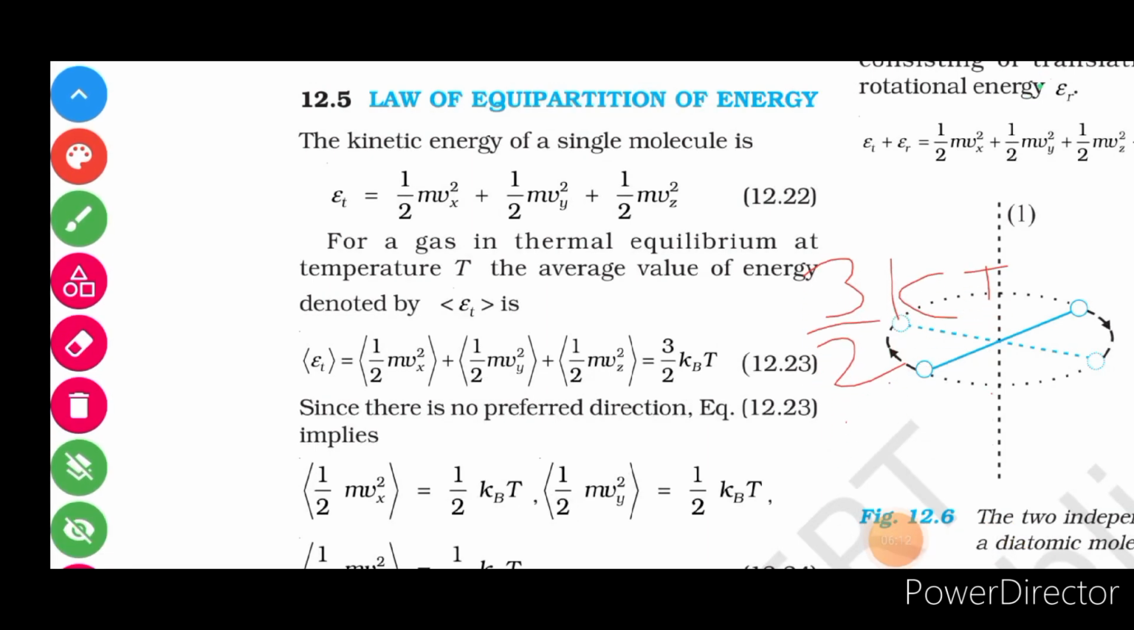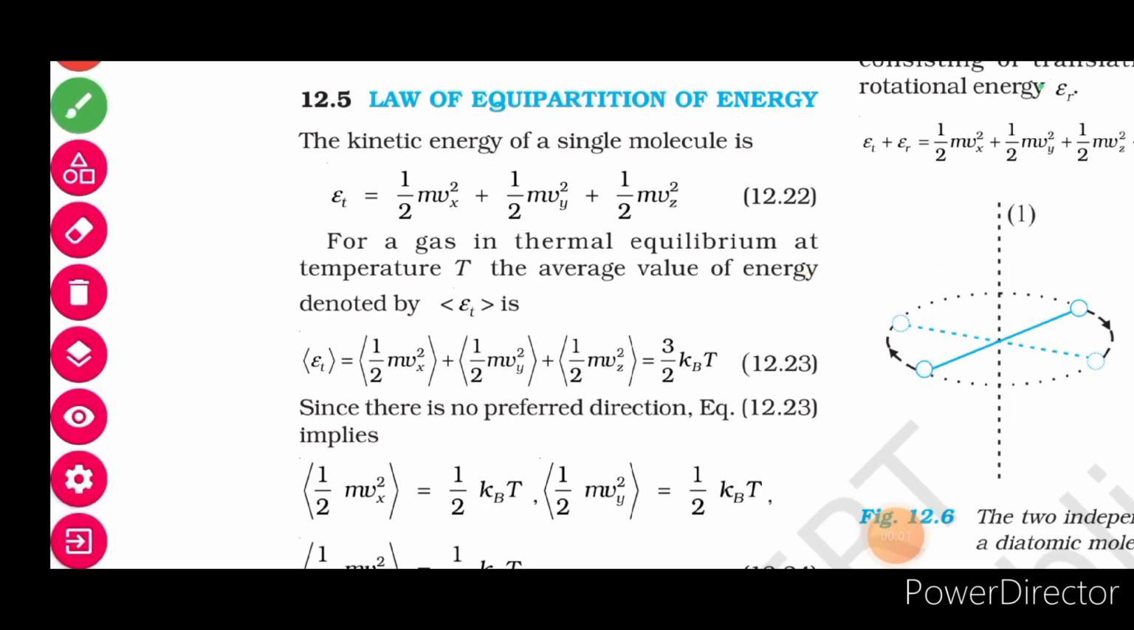So now we'll continue from the NCERT. I gave you an idea about what this law is, so let's understand this from NCERT. The kinetic energy of a single molecule is epsilon_t equal to half m vx square plus half m vy square plus half m vz square, where vx, vy and vz are the velocity of the molecule in the three directions, x, y and z direction. The total kinetic energy will obviously be the contribution from all three directions.